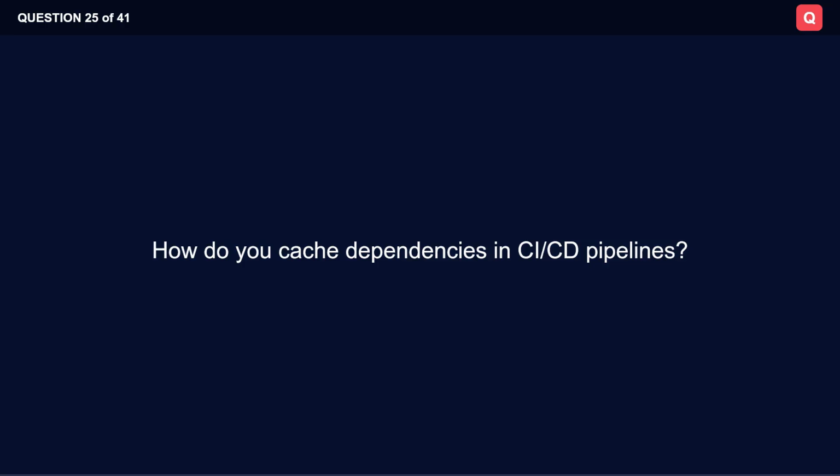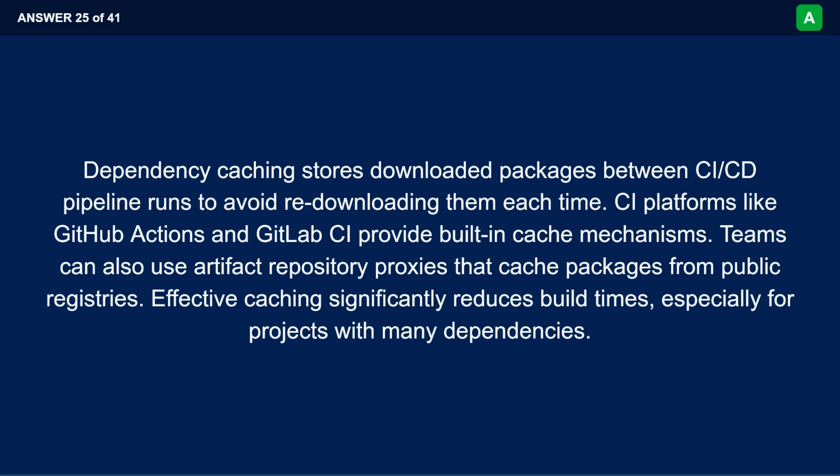How do you cache dependencies in CI/CD pipelines? Dependency caching stores downloaded packages between CI/CD pipeline runs to avoid re-downloading them each time. CI platforms like GitHub Actions and GitLab CI provide built-in cache mechanisms. Teams can also use artifact repository proxies that cache packages from public registries. Effective caching significantly reduces build times, especially for projects with many dependencies.